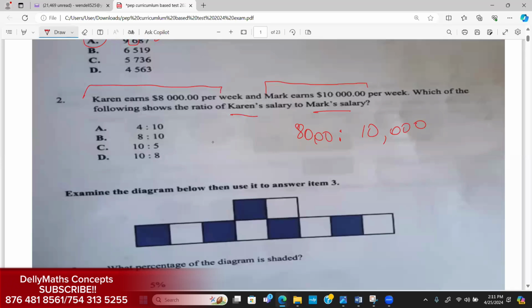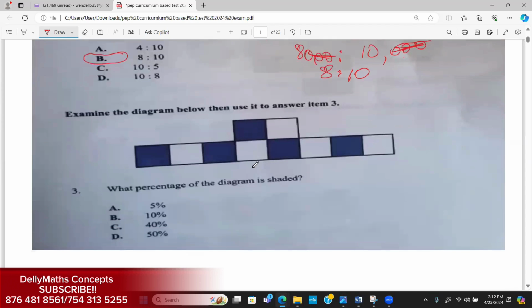So let us say we're taking off 3 zeros at the end. I'm looking at 8 to 10. All right, so 8 to 10. Remember now, Karen comes first. The question says the ratio of Karen, so Karen comes first, so the answer is B. You don't want to make a mistake with B, right? Because remember, Karen came first. All right, so let's keep going.